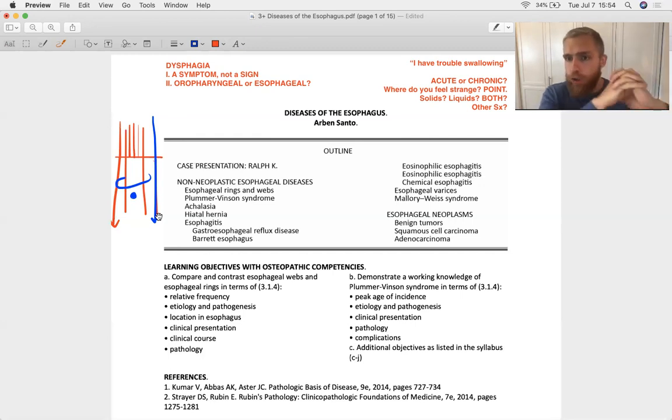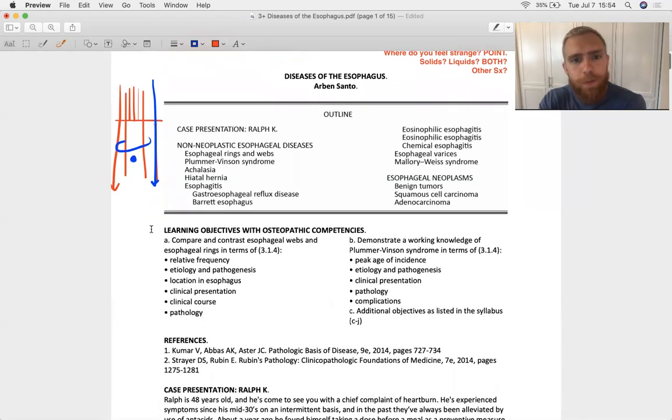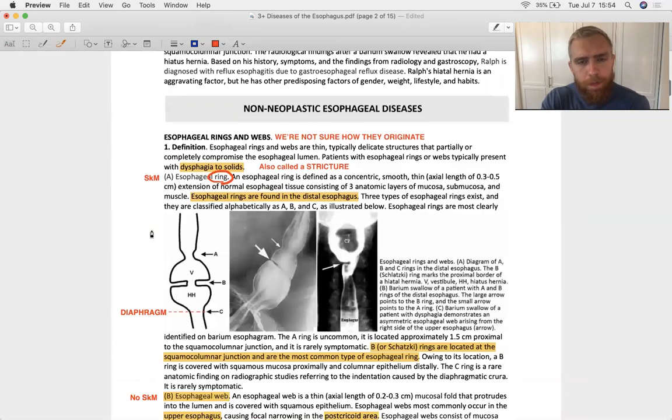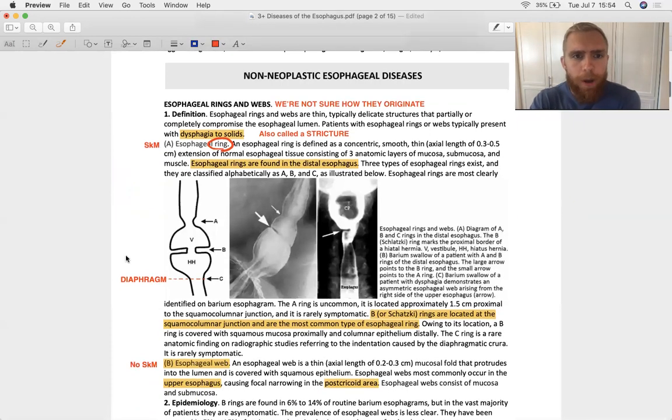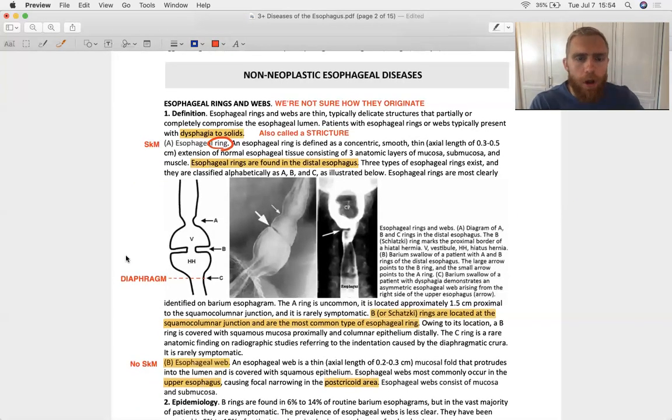First, you get your circular contraction, then you have your longitudinal contraction. And when you combine those things, you can bit by bit, section by section, push food all the way out your butt. So let's get into some specific esophageal pathologies. The first ones we're talking about are esophageal rings and webs.